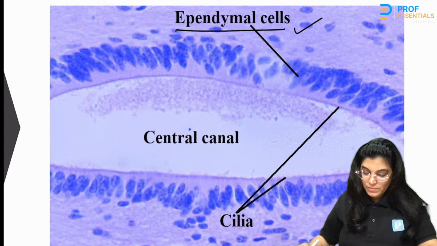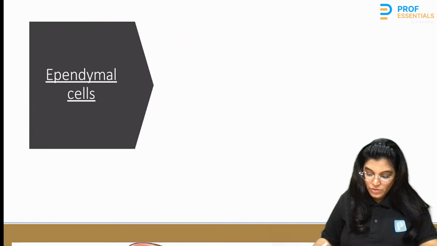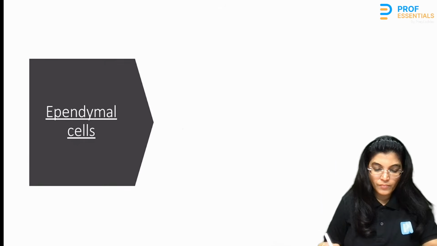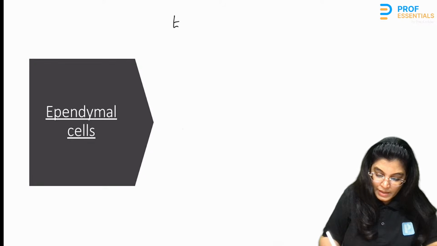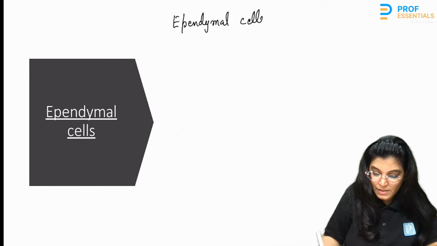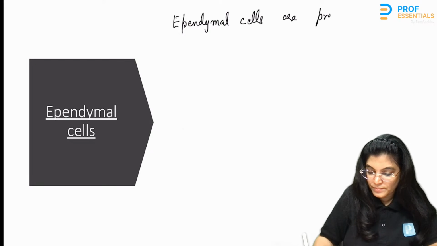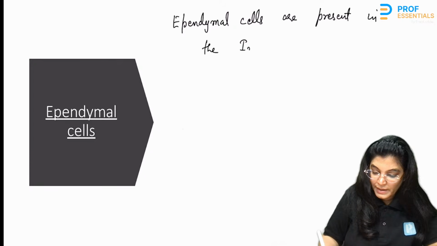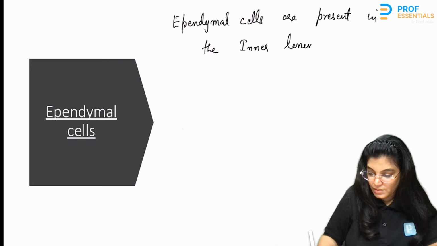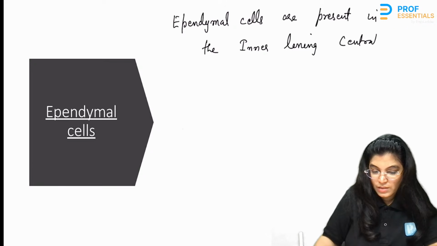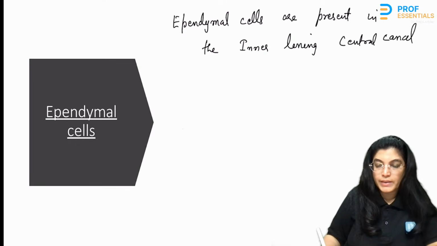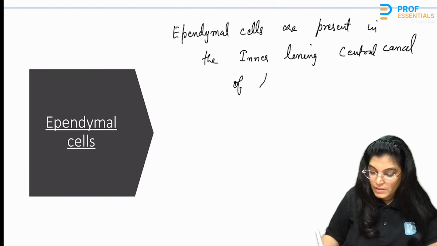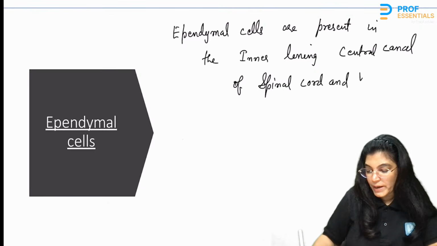So please write down about ependymal cells. Ependymal cells are present in the inner lining of the central canal of the spinal cord and the ventricles of the brain.